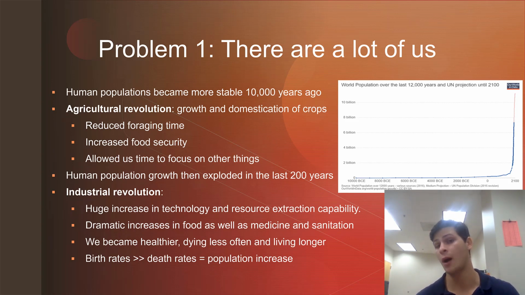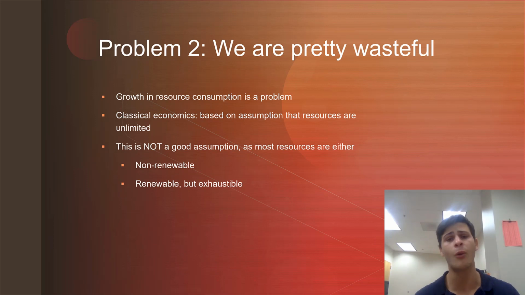We're going to go into population dynamics in Chapter 6, but just note that anytime that birth rates are much greater than death rates, population skyrockets, like that J-shaped curve that you see on the right-hand side of your graph. Now, the second problem is, in addition to the fact that we are growing exponentially, we're also pretty wasteful.